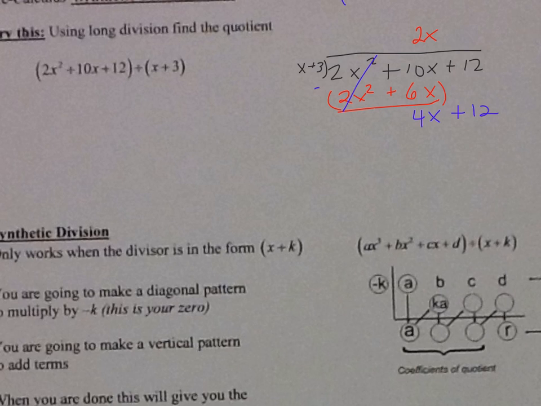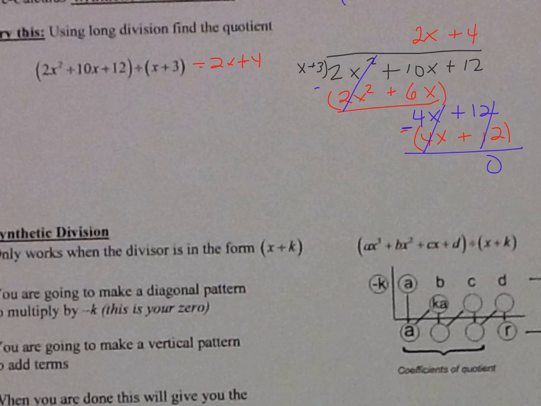So now I need x times what gives me 4x? That would be 4. Multiply down, and I get 12, sorry, not 12x. 12 and 4x. And now we're going to subtract. And 4x minus 4x is 0. 12 minus 12 is 0. So my remainder is 0. So 2x squared plus 10x plus 12 divided by x plus 3 is equal to 2x plus 4.